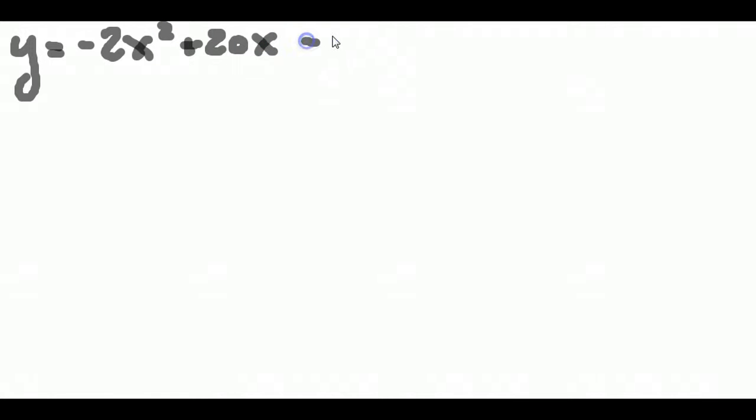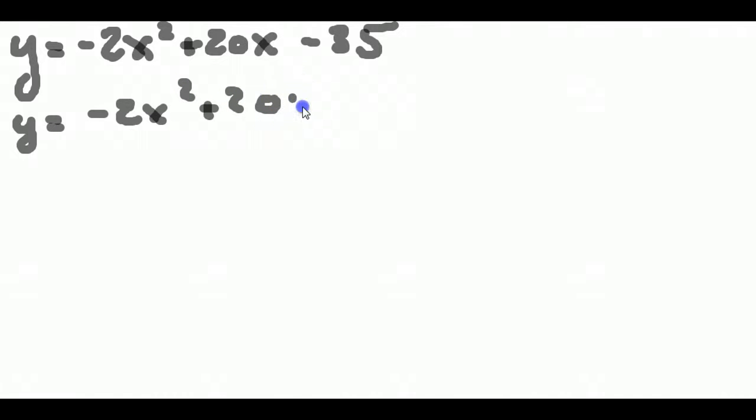Wait, so what problem is that? 24? Yeah. Okay, so let's start out with our equation. Y equals -2x squared plus 20x minus 35. Okay, so again, I like to put parentheses around those first two terms so we really can see what we're looking at. So y equals -2x squared plus 20x minus 35.